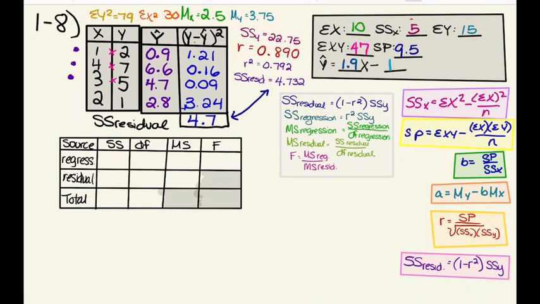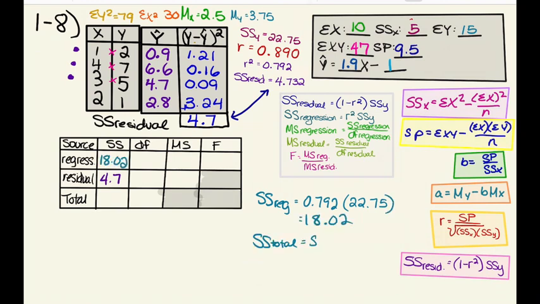The next portion of this question asks us to calculate the F ratio to determine whether the regression equation accounts for a significant portion of the variance in the y scores. We already know our SS residual is 4.7, so we'll calculate our SS regression by taking our r squared value and multiplying it by the sum of squares for y.